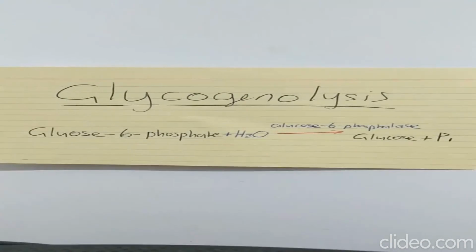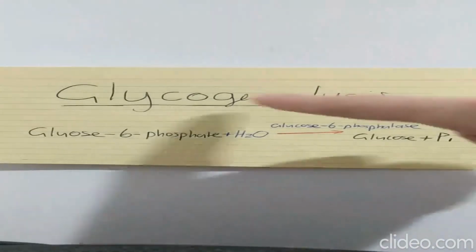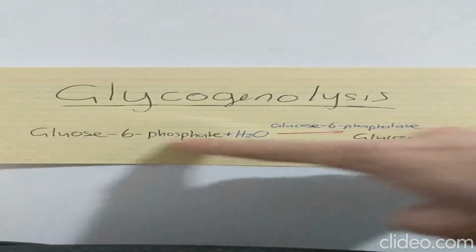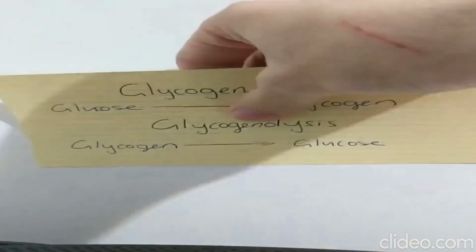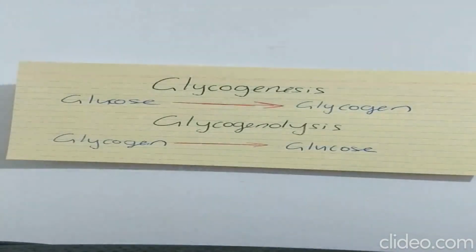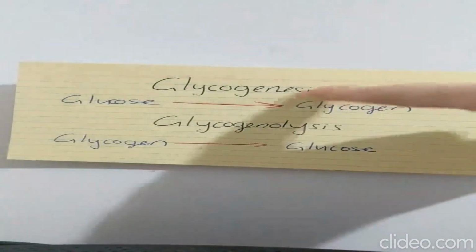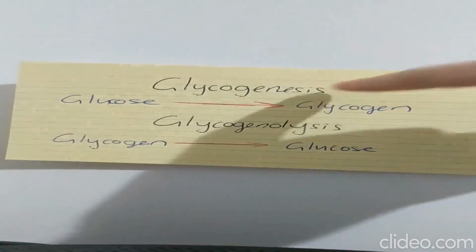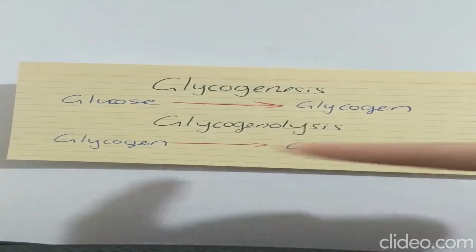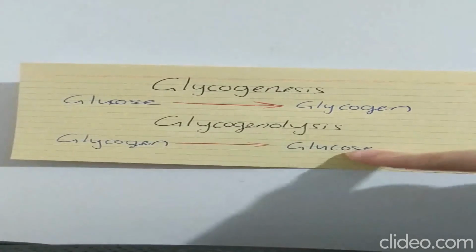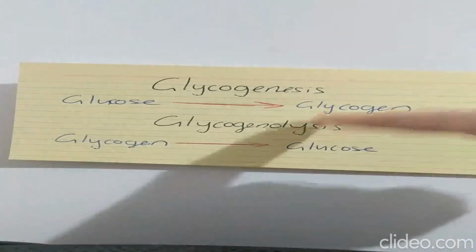Hello, my name is Tyken Bennett, and I'll be talking about the glycogenolysis chemical equation. Whereas glycogenesis refers to the synthesis of glycogen from glucose, glycogenolysis instead refers to the breakdown of glycogen into glucose. In this way, they're opposite.